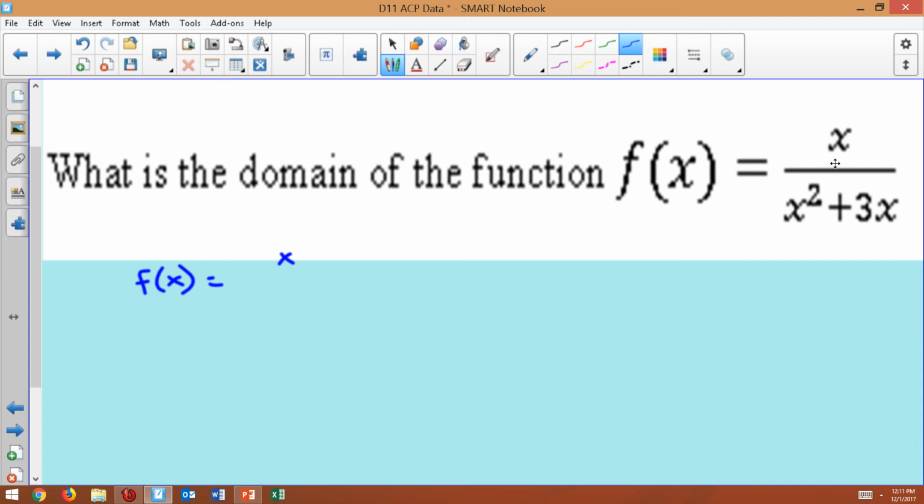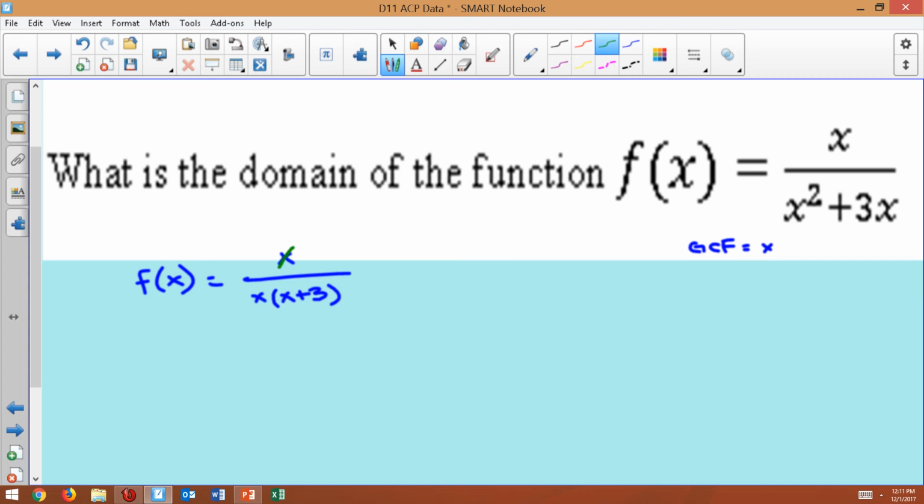What you do when you have a rational, that means like a fraction, is first we try to factor and see if we can cancel anything. I see that there is a GCF here of x. They both share an x. So if I pull out an x there, it's like reverse distribution. I'm left with x plus 3.